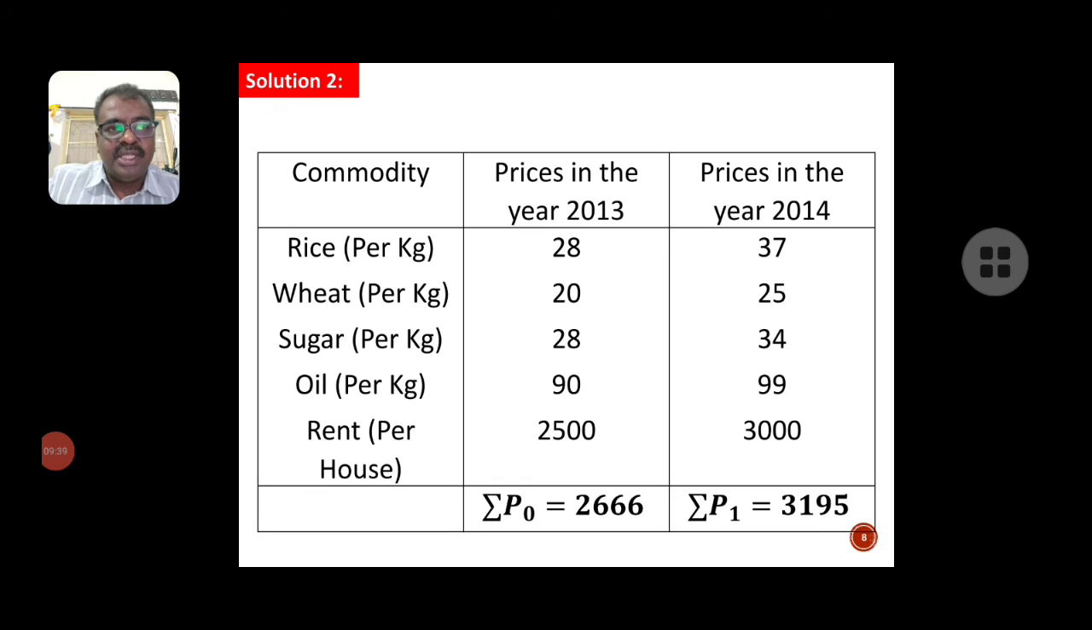I have taken down the solution, the same table, prices in the year 2013, prices in the year 2014. Now let us add up all the prices in the year 2014. 3000 plus 99 plus 34 plus 25 plus 37. The total would be 3195. Therefore, sigma P1, that is the summation of all the prices of the current year, is 3195. And similarly, the total of all the prices of the base year would be 2666.